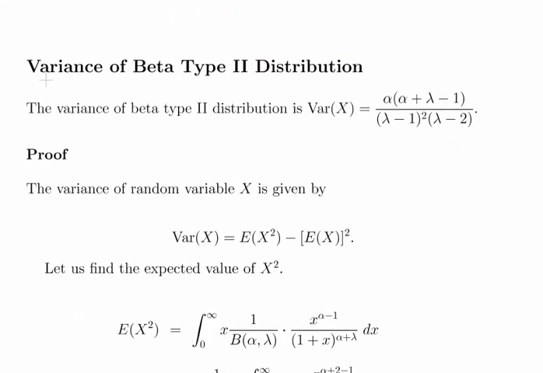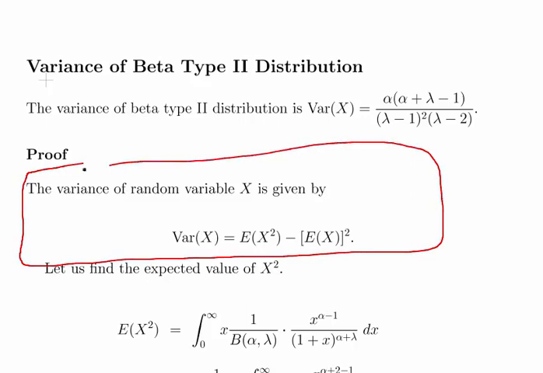Now we're going to do the variance as well. Same sort of approach here. I'm going to go through this fairly quickly because it's using the exact same sort of concepts, it's just a little bit longer. The variance of the beta type 2 distribution is the variance of x equals alpha times alpha plus lambda minus 1 divided by lambda minus 1 squared times alpha minus 2. So essentially what we're going to do is use this identity here. This is a commonly used identity in probability, so you should really know it at this stage.